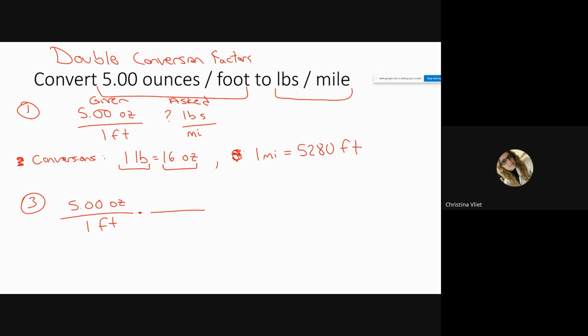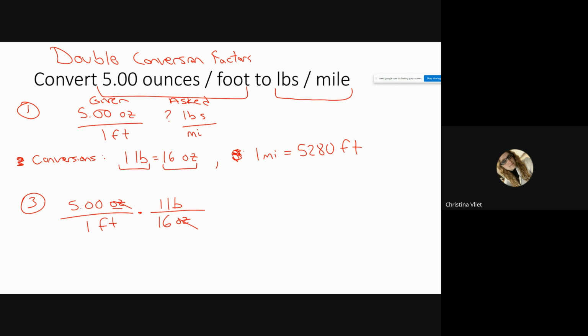So you've got to cancel out the ounces. That's the most important thing you've got to understand here. So the 16 has to go on the bottom, which means division, and the 1 pound has to go on the top. Has to be like that. That's our first step. Are we done? No, we still have to change feet to miles.